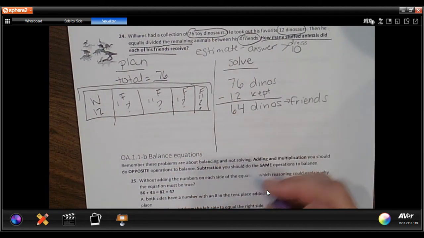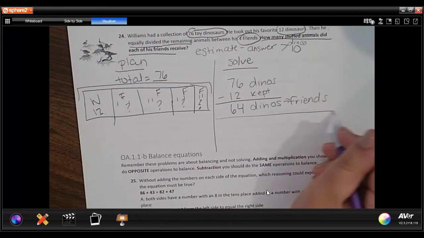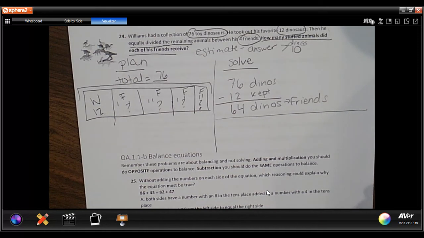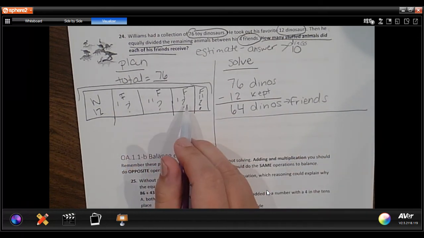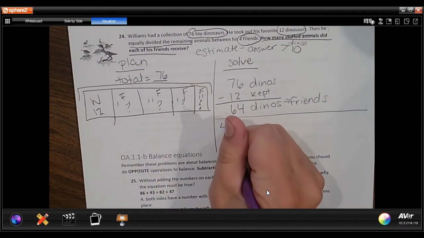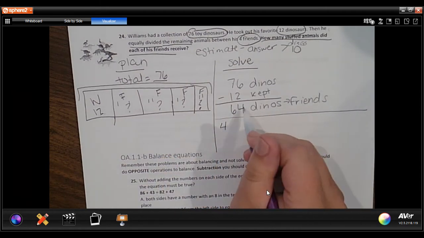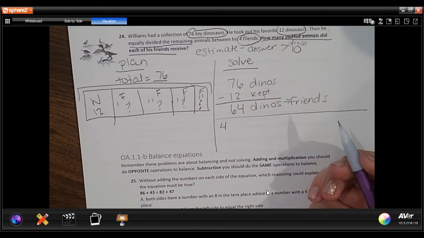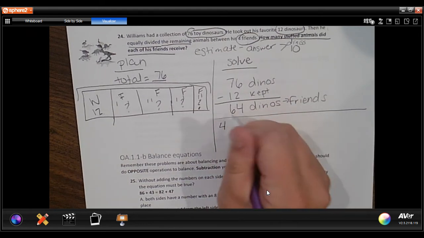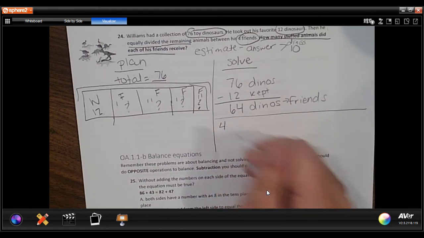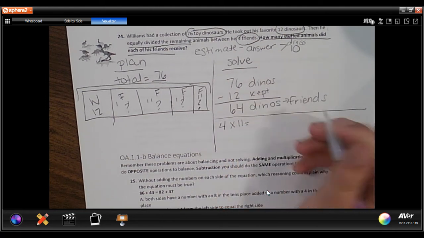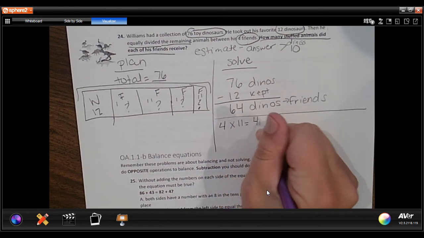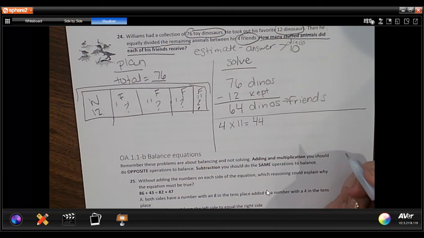So I'm going to show you a different strategy that you can use to find out the answer. Since I'm dividing them up among 4 friends, I'm going to start with a 4 fact that I know that's going to get as close to 64 as I can. My objective is to get up to 64 and have the friends have the same amount. So 4 times 11 is what I'm going to start with, because I know 4 times 11 is 44, and that's pretty close to 64.